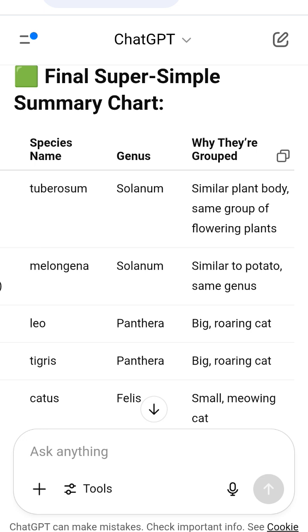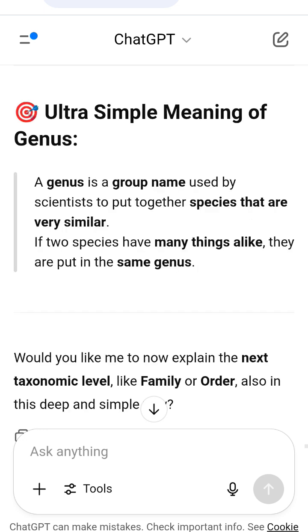Final super simple summary chart. Living thing, species name, genus, why they're grouped. Potato, tuberosum, Solanum, similar plant body, same group of flowering plants. Brinjal, eggplant, Solanum, similar to potato, same genus.